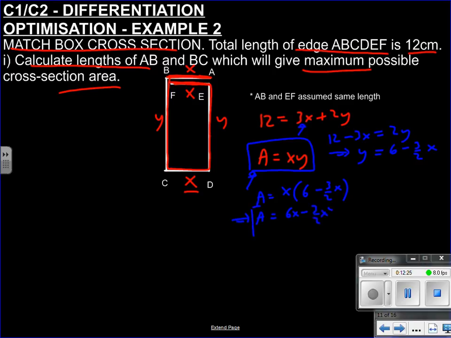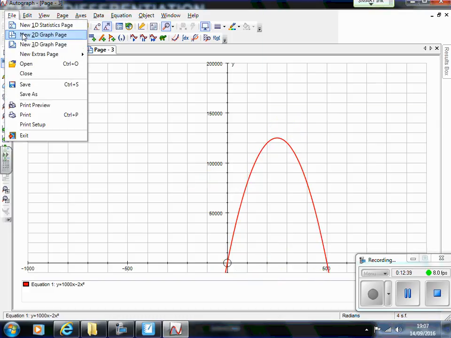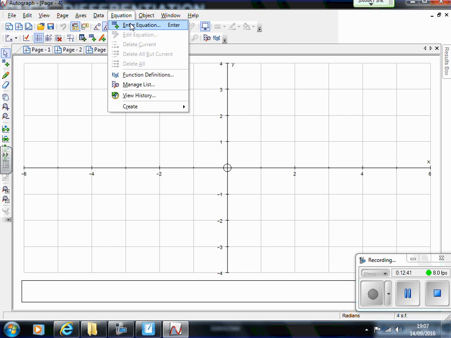So there we go, sorted. And now we can differentiate. And now this, remember, corresponds to an area function. Just make that clear again. So if I sketch it, what have we got?